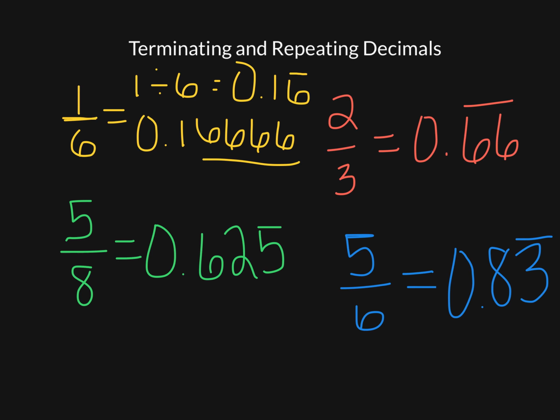Alright, so you should be checking back in, and for 5/8 I got 625 thousandths. That's how you read that. Most of you would probably just read it as 0.625, but the 5's in the thousandths, so it's 625 thousandths. It does not continue on past the 5, therefore it is a terminating decimal. It stops after that 5.